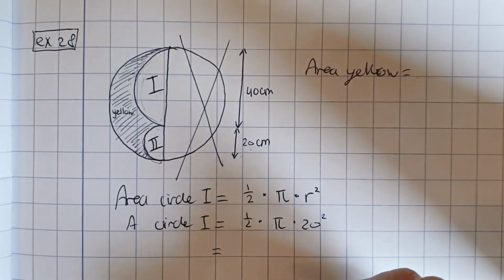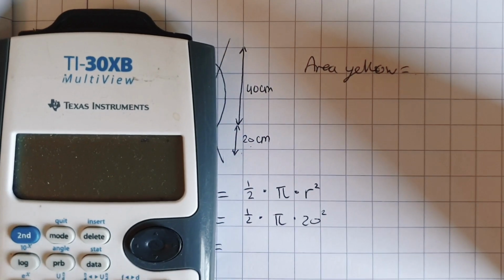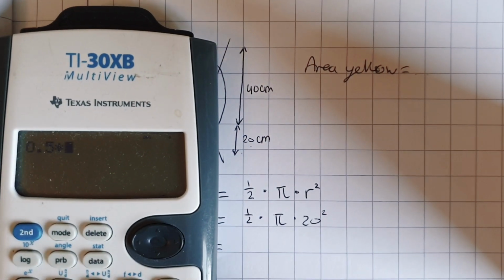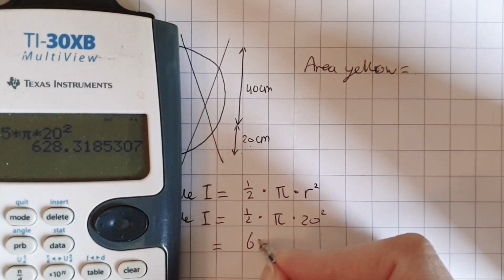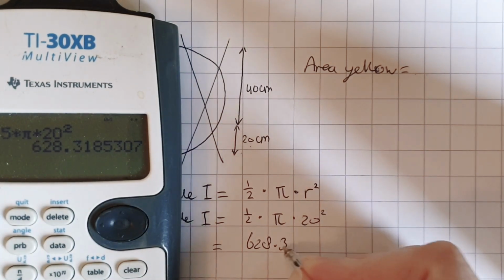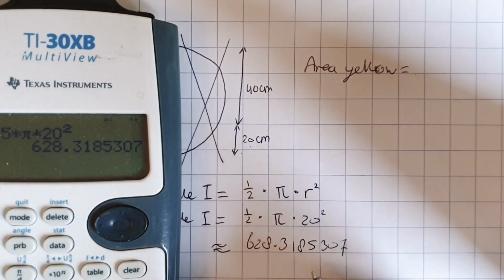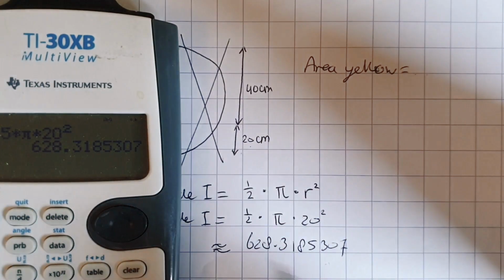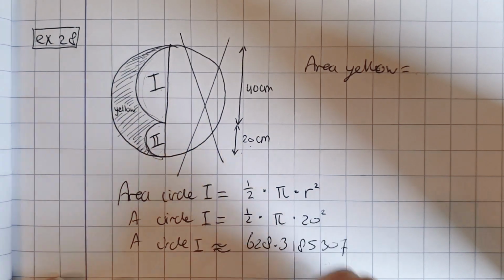I'm going to calculate it. So that's a half times pi times 20 squared, which is 628.3185. Let me write it all down because this is not the final answer yet, so I don't want to round off yet. Okay, so this is it. This is the area of circle 1.